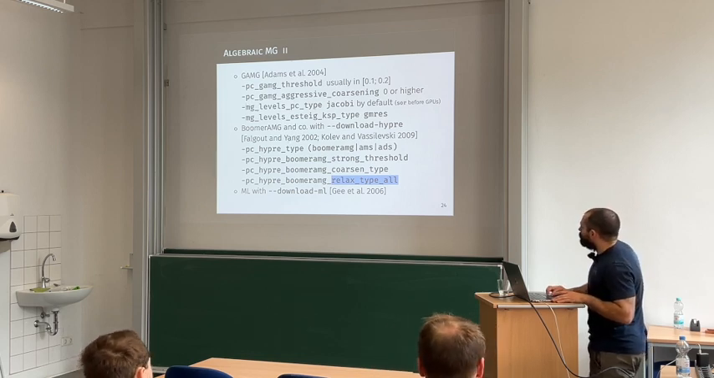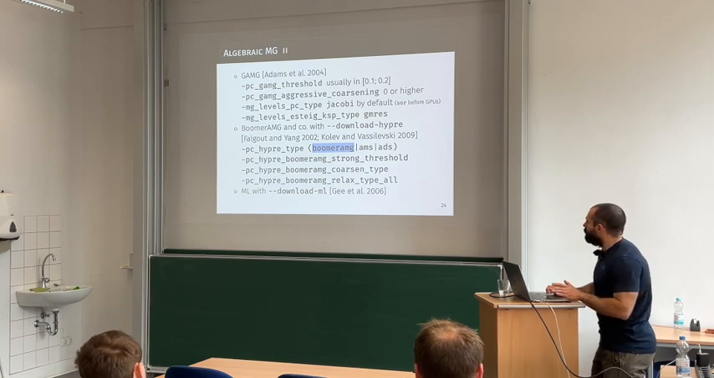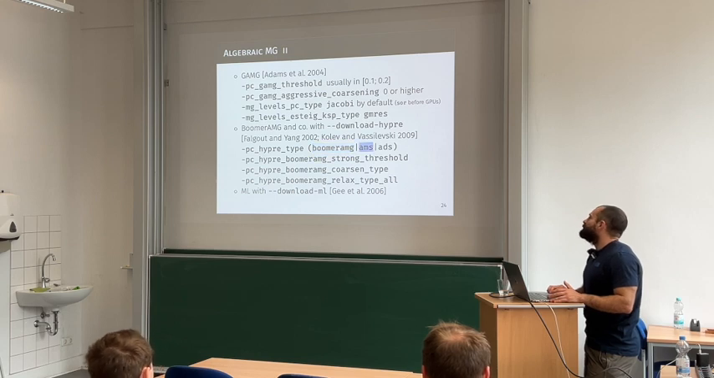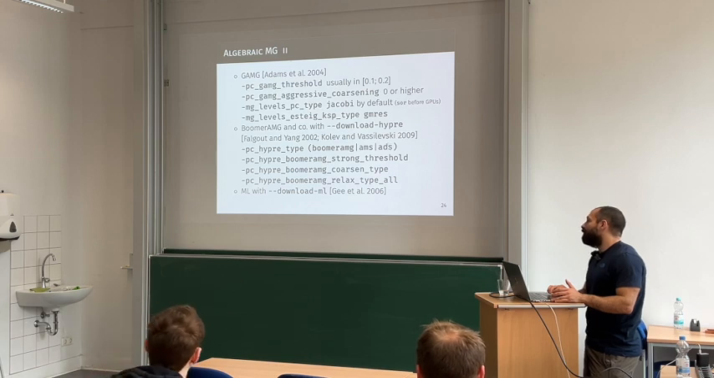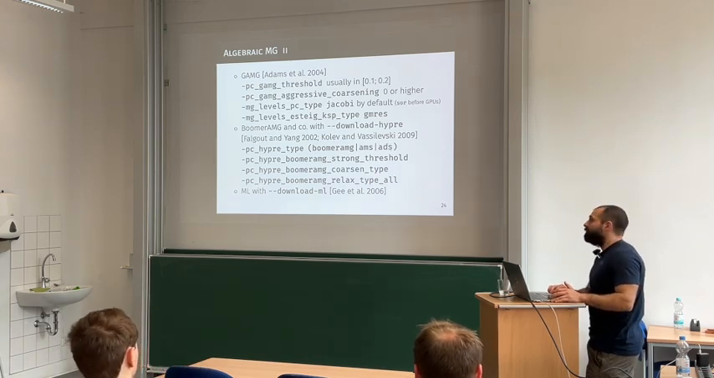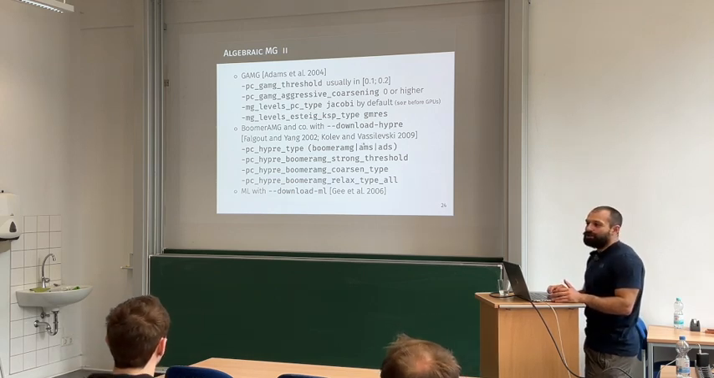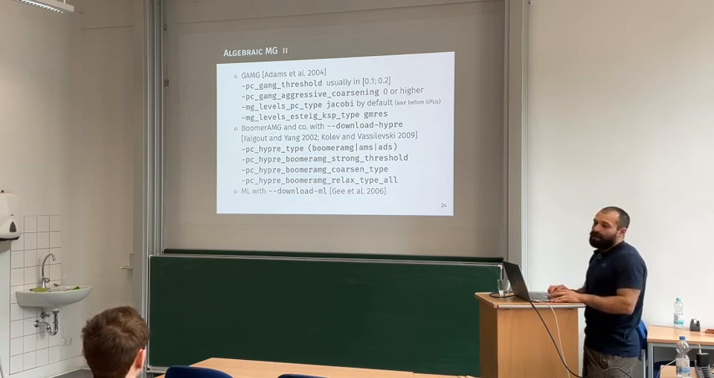What's important to notice about Boomer AMG, about Hyper, is that you have the algebraic multigrid for standard nodal pointwise H1 discretization, let's say, but you have also access to AMS, the auxiliary Maxwell solver for problems in H curl, and you have also ADS, which is the auxiliary divergence-free solver for H div problems. So if you try to solve, for example, Maxwell equations with GMG, it's likely that it won't work. GMG is mostly for H1 problems.